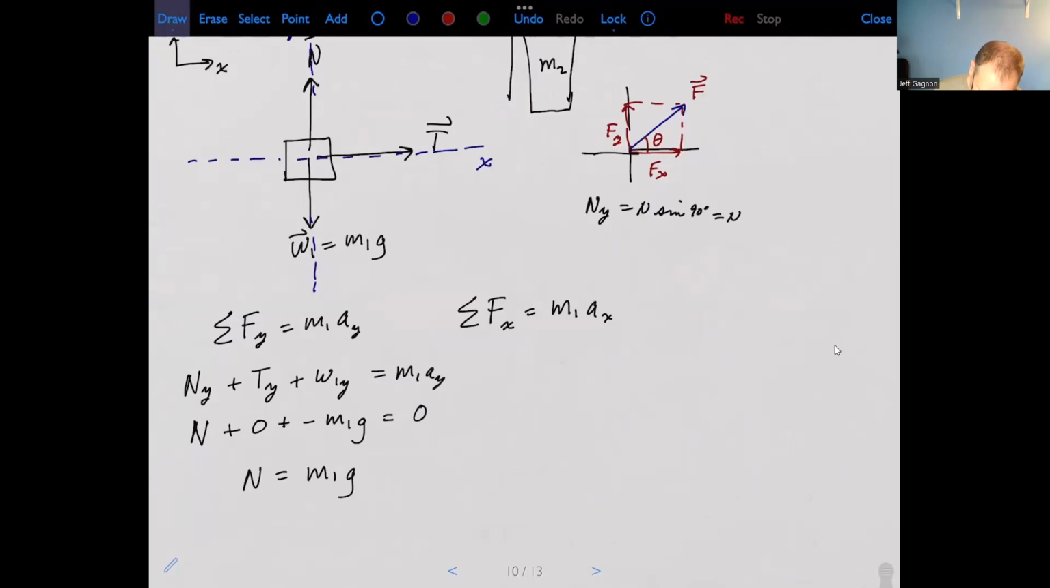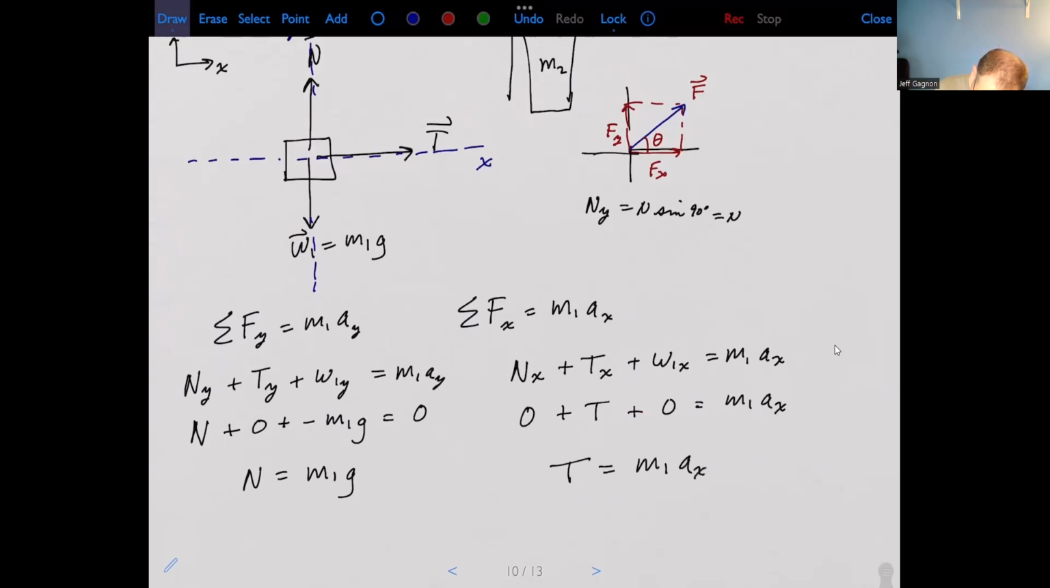Okay, now let's look in the x direction. So in the x direction, I now have the x component of the normal force plus the x component of the tension plus the x component of the weight has to equal m1ax. Now, how much of that normal force is acting in the x direction? None of it. How much of the tension? All of it, so all of T. How much of the weight? None of it, and that's going to equal m1ax. So then I can write this equation as T equals m1ax. Okay, and I'll box it because that's going to be our first important equation here.